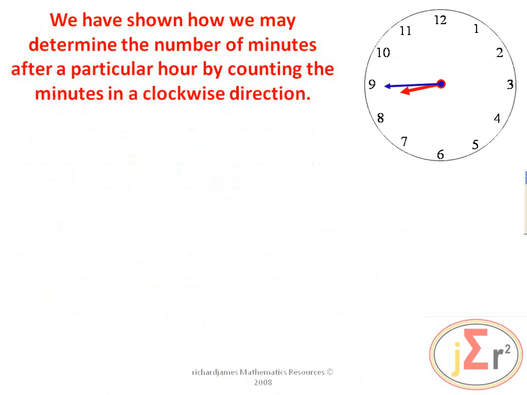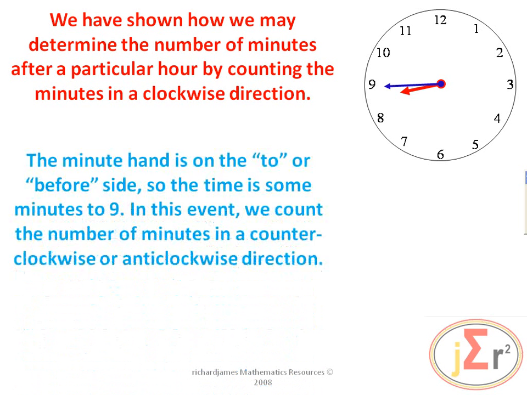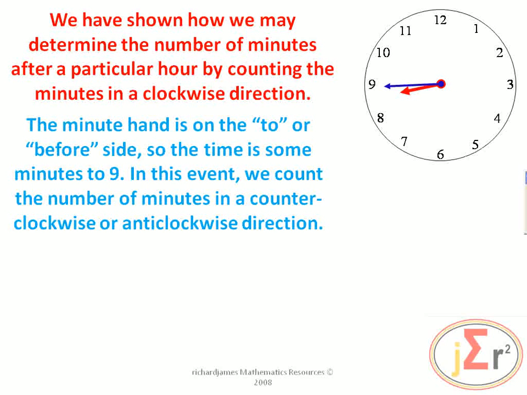We have shown how we may determine the number of minutes of a particular hour by counting the minutes in a clockwise direction. We did that earlier on when we were showing that we had 60 minutes in an hour. So we have shown how we may determine the number of minutes after a particular hour by counting the minutes in a clockwise direction. The minute hand is on the to or before side, so the time is some minutes to 9. In this event, we count the number of minutes in a counterclockwise, or it is also called anti-clockwise direction.